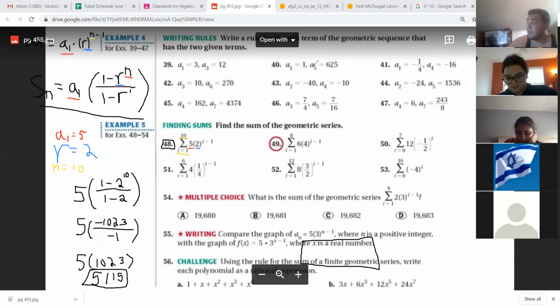We're going to do the same thing for 49. So we've got to identify our actors.